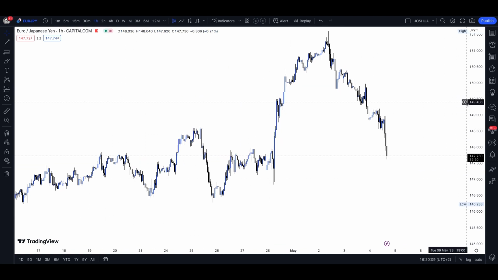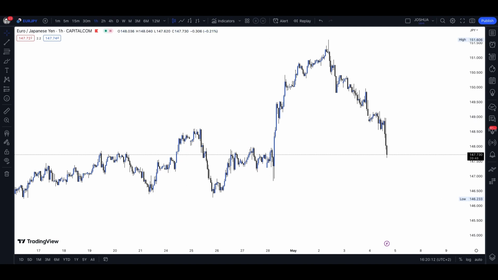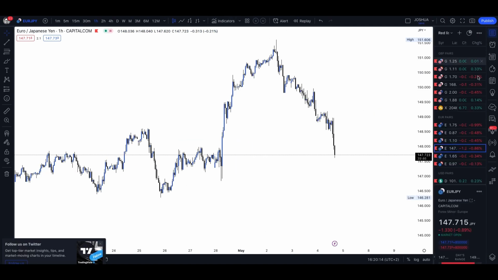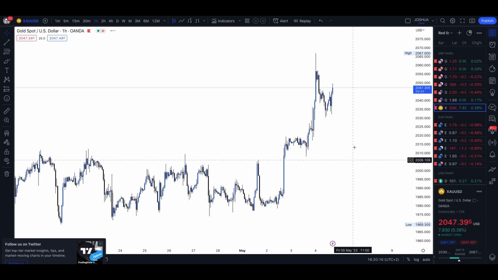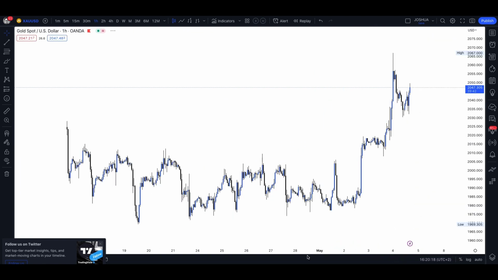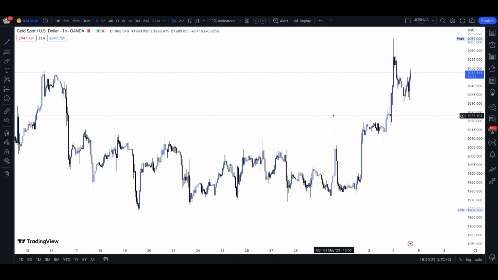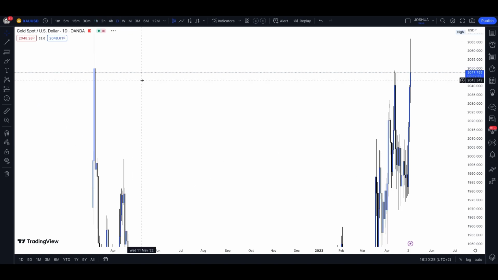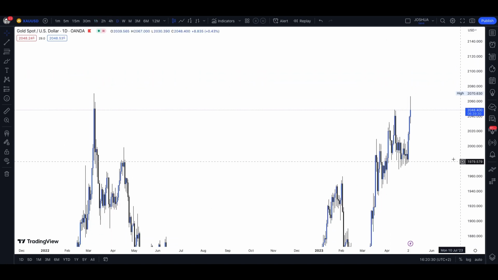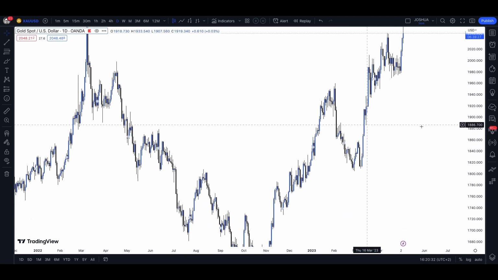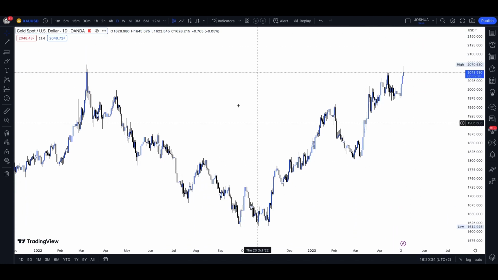So on my chart here, we're looking at gold. This is my chart on gold. We'll be looking to analyze this pair together. I always start my analysis on the daily time frame. It enables me to understand the market structures in the smaller time frame.